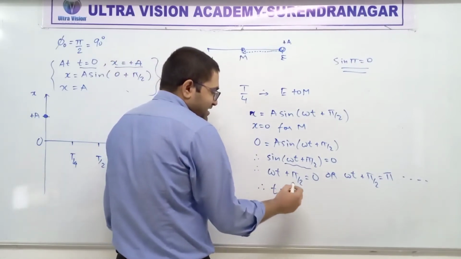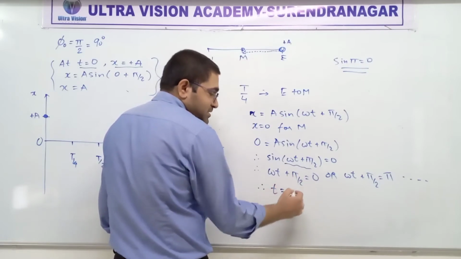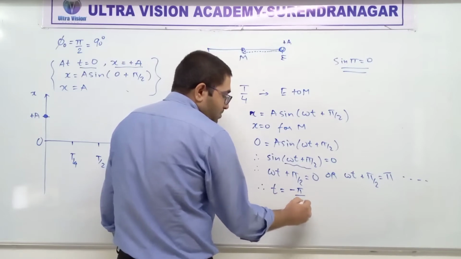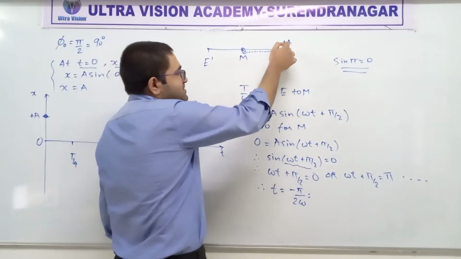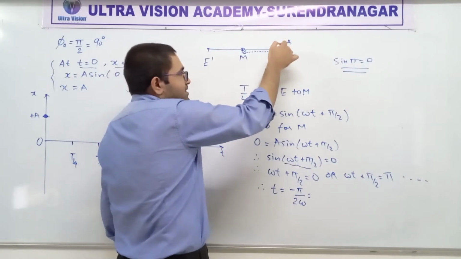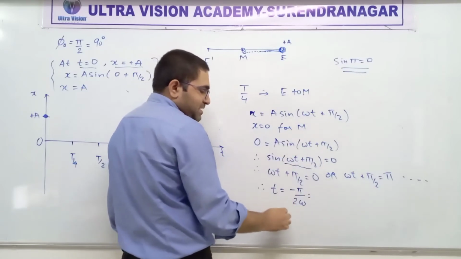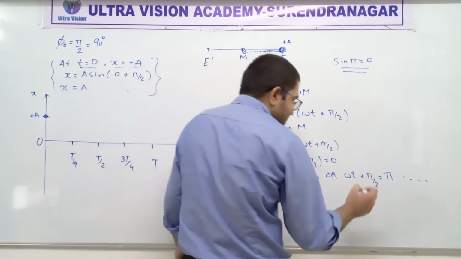Do you realize you get t equal to negative? Yes or no? Because if you put this on that side, minus pi by 2 omega, this is a negative answer. We don't want that. We have started observing from here. Now it's moving towards this side, so time should be positive. That's why we will reject this. Not possible.